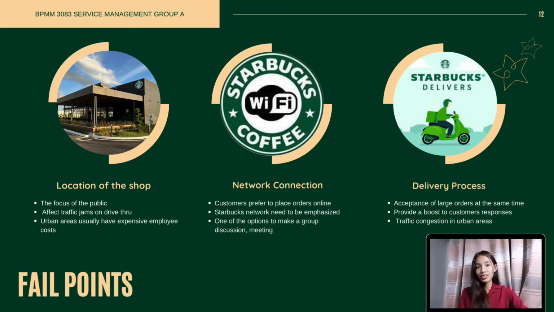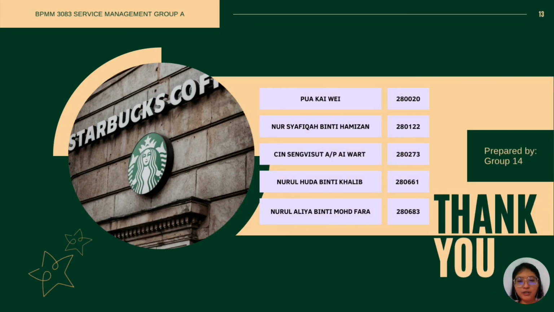The third viewpoint is the delivery process. Acceptance of large orders at the same time during peak time will have an indirect impact on the delivery process. This can affect customers' response to Starbucks when orders placed by them take a long time to arrive. Traffic congestion in urban areas can also cause the delivery process to be affected. That's all from us. Thank you.